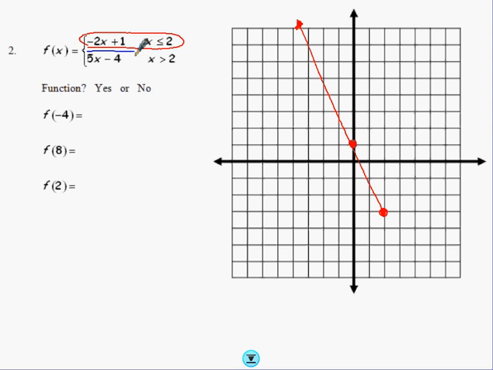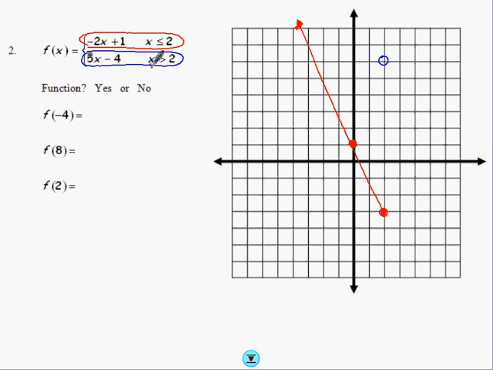Okay, and now for the second piece. Again, the most important point is the end of the line. It's also going to be at 2, but this time I'm going to have to put an open circle. If x is 2, what's y? 10 minus 4 is 6. So 2, 6.